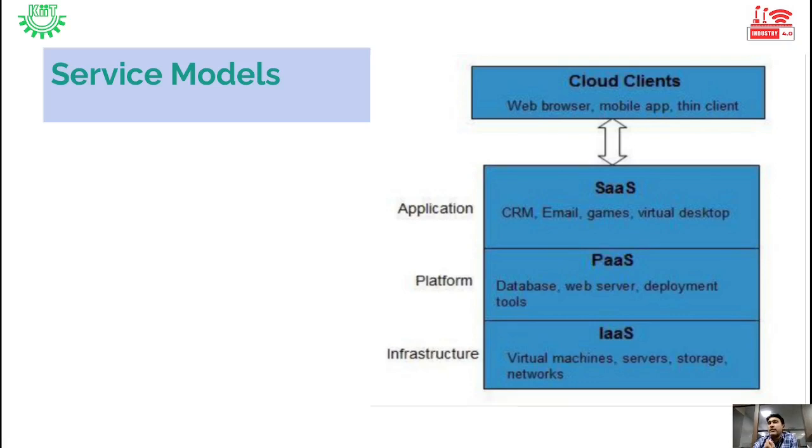First one is the infrastructure as a service. Infrastructure as a service provides access to fundamental resources such as physical machines, virtual storage, etc. Similarly, there is another category, which is platform as a service. It provides the runtime environment for application development and also deployment tools.